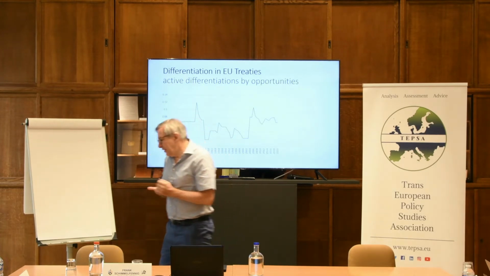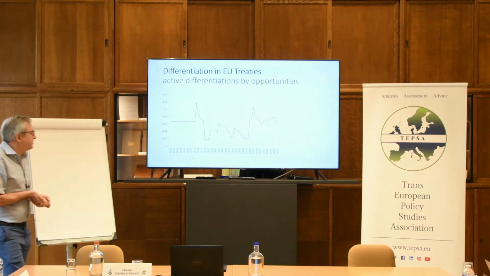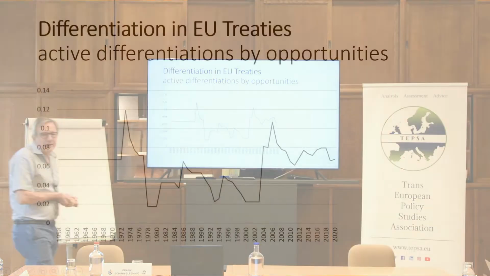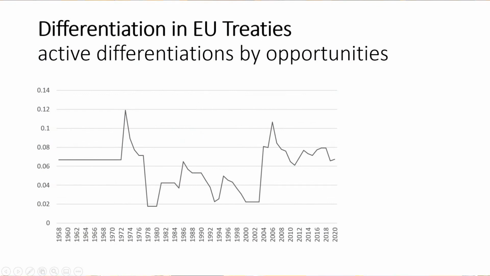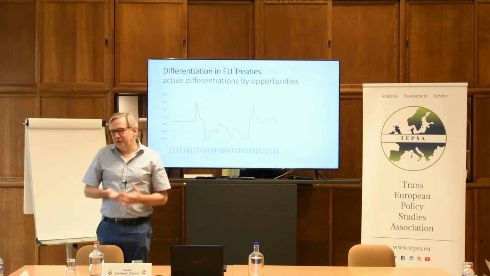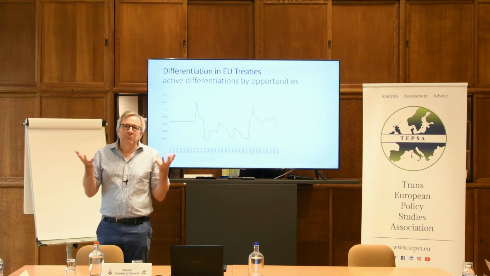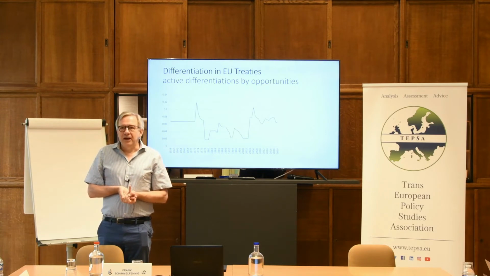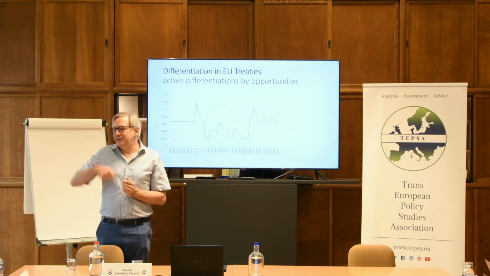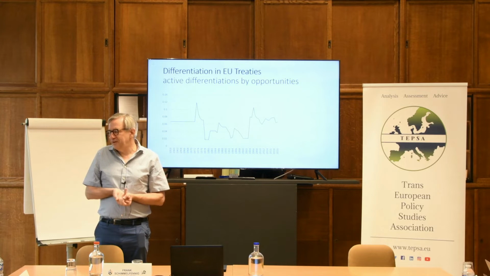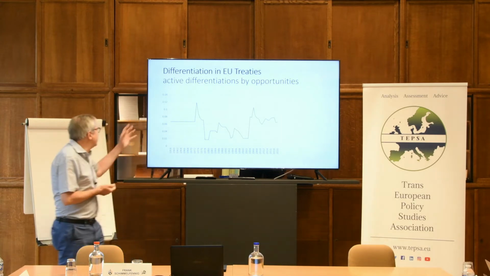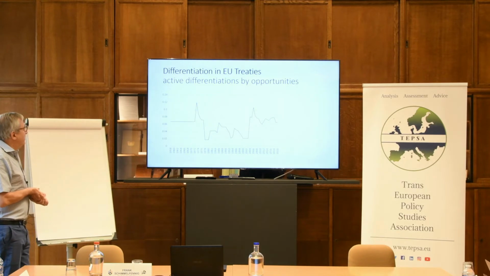But the more realistic analysis is this graph, because as you rightly pointed out, differentiation also depends on the number of opportunities that you have. Of course, the more treaty articles there are, and the more member states you have, the more opportunities for differentiated integration you have, because basically every new treaty article and every new member state creates an additional opportunity for differentiation. So for a realistic analysis, we need to look at these differentiations by opportunities.